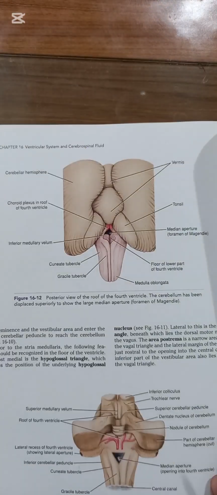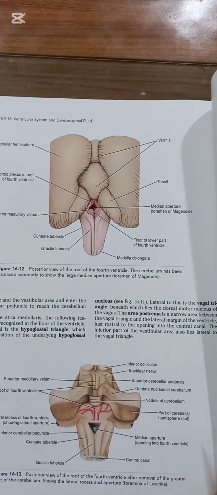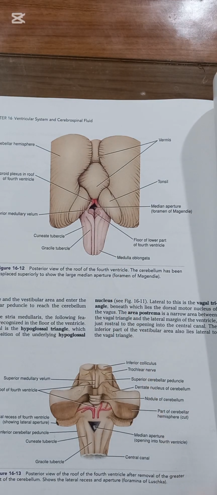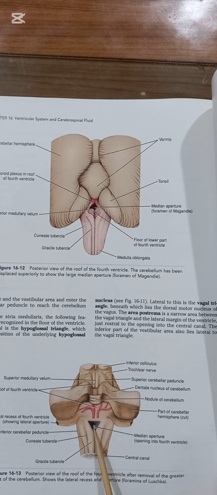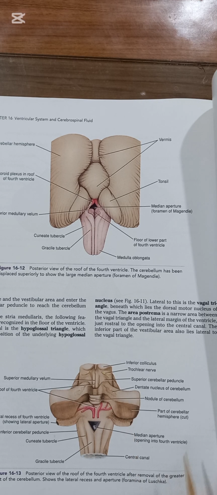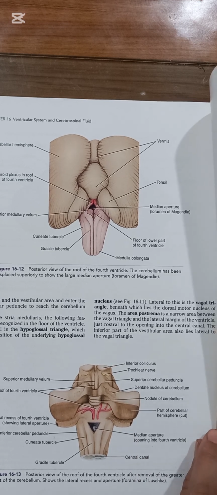Then after that, again here you can see the choroid plexus in the upper part of the roof, and in the lower part here you can see in this figure there are three apertures. In the midline there is the median aperture, while on each side these two are the lateral apertures. So it was all about the fourth ventricle.